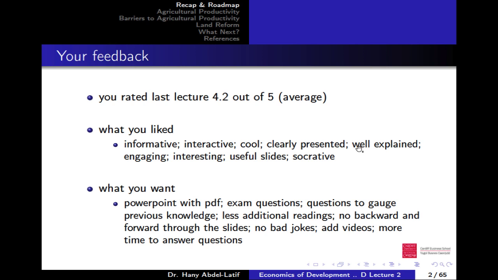Going backward and flipping through the slides, sometimes I go back and forward. I'll try to slow down when I do that, and I'll try to explain why I need to go back. No bad jokes. I'll try to make better jokes, hopefully. Add videos. I added videos today, so there's one or two videos. And I'll give you more time to answer the question. So these are mainly the comments from last time.